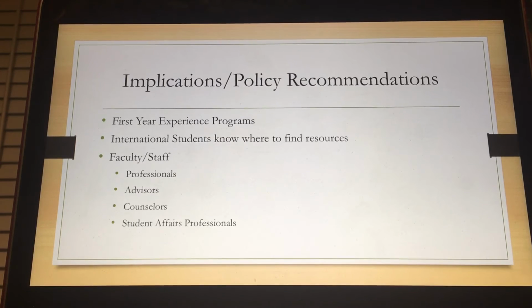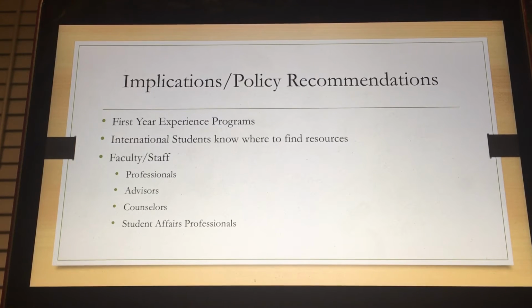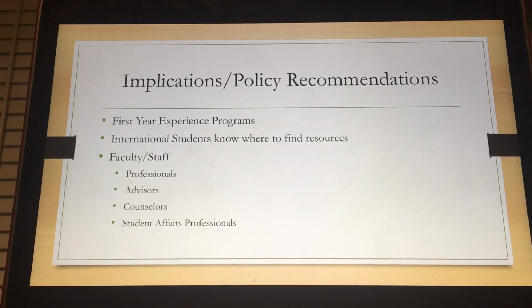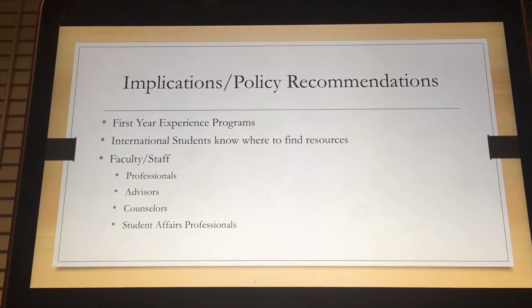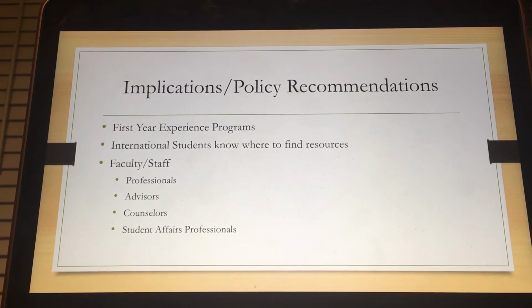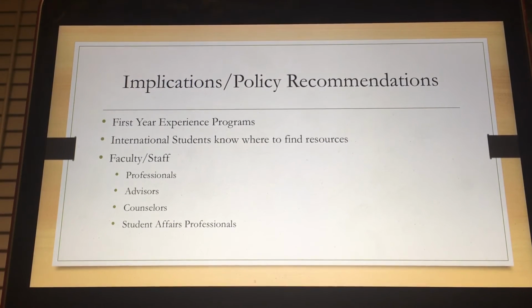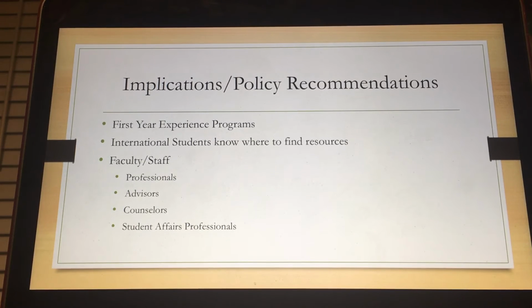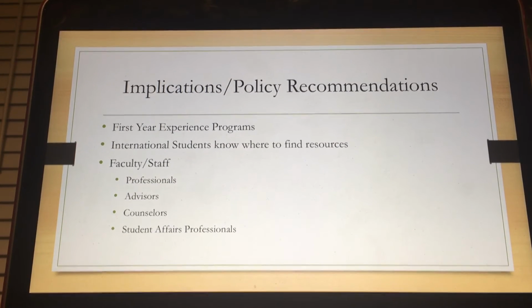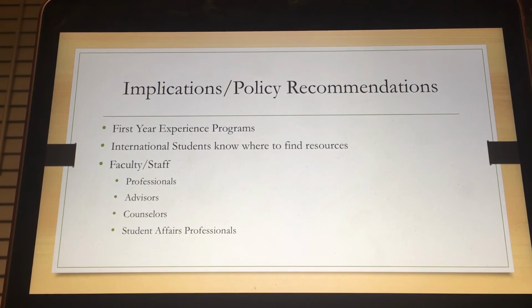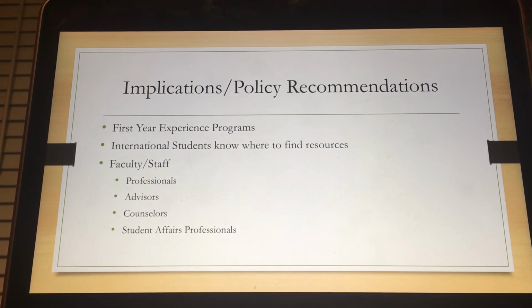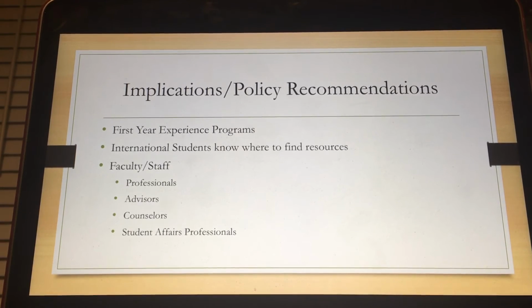So, looking at all the stuff that I've studied, there are several implications / policy recommendations which I would have for colleges as they look at international students. The first one would be to look at how first-year experience programs are set up. Now, first-year experience programs can be beneficial to students regardless of their subculture due to the essential skills which are taught and the connections which students can make with their peers and professors during this time.